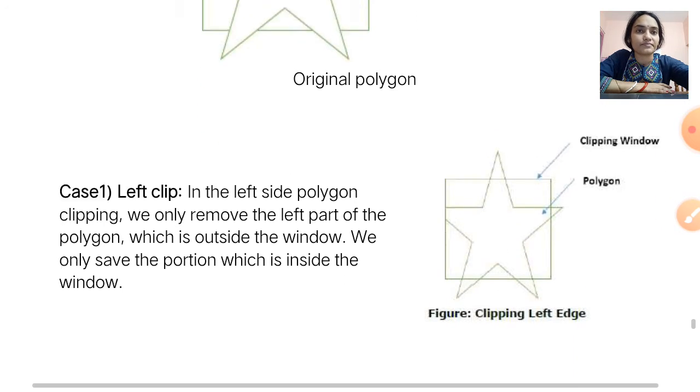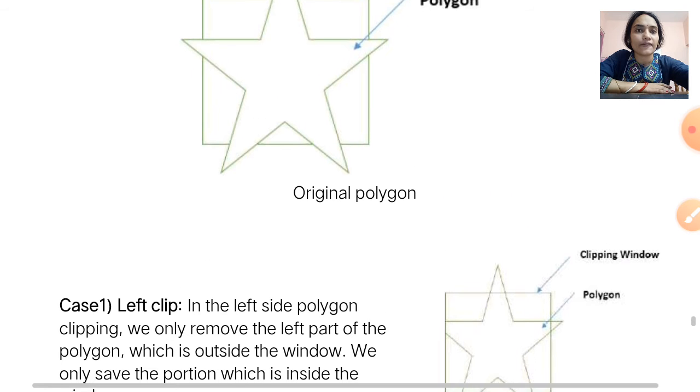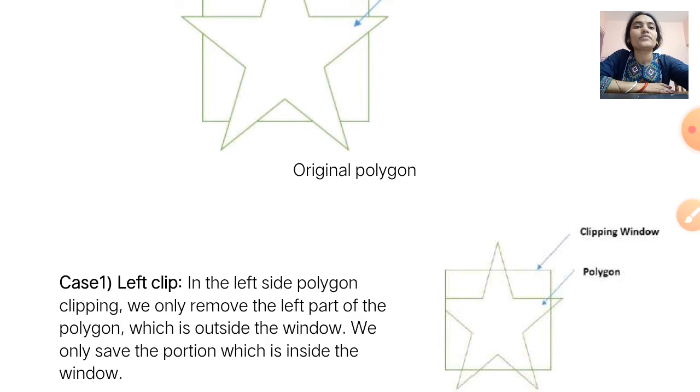First case is your left clip. In the left side polygon clipping, we only remove the left part of the polygon which is outside the window. We only save the portion which is inside the window.